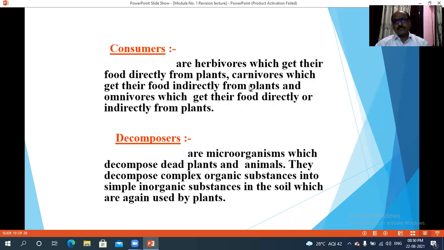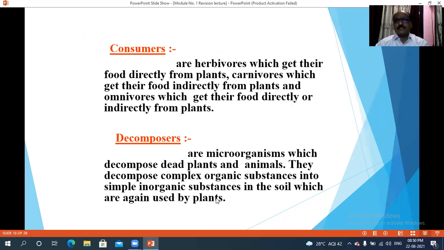After that, dear students, next, consumers. Consumers are the herbivores, which get their food directly from the green plants, then carnivores, which get their food indirectly from the plants, and omnivores, which get their food directly or indirectly from the plants. In that way, consumers obtain their food in the environment.